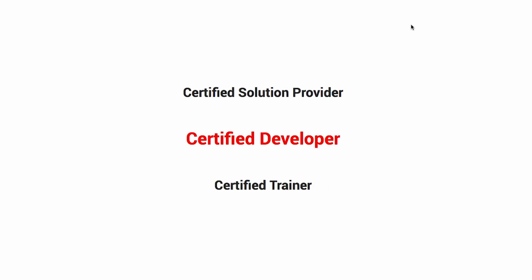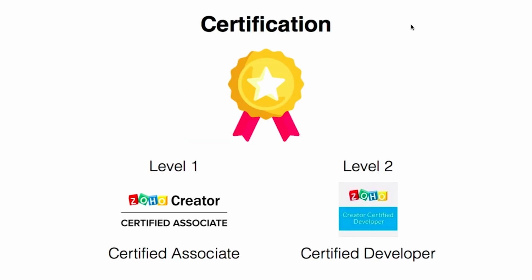So let's go ahead and discuss in a little more detail the certified developer program. In this case, there are two levels. Level one is certified associate and level two is certified developer. Level one is a beginner level certification that focuses on people with no coding or development background at all. Once a person gets certified under this associate program and gets experience on a few projects, they can move forward and get certified as a certified developer.